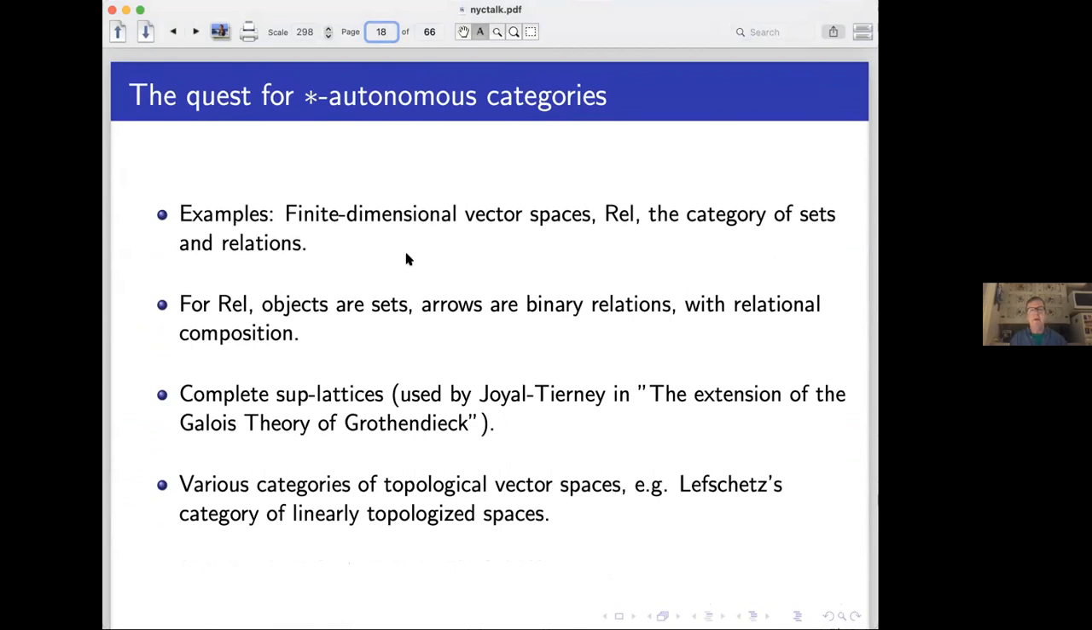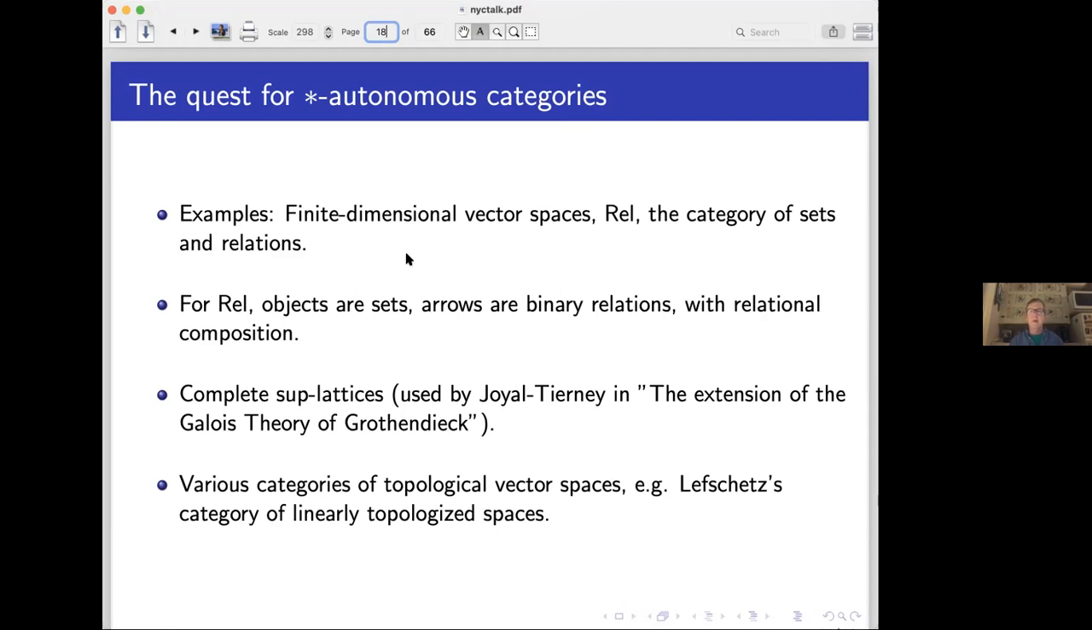And of course, it's a standard result that every finite dimensional vector space is isomorphic to its second dual, and so therefore that's a star autonomous category. There's an example that we use all the time in the computer sciencey applications of linear logic, and that's the category Rel of sets and relations.